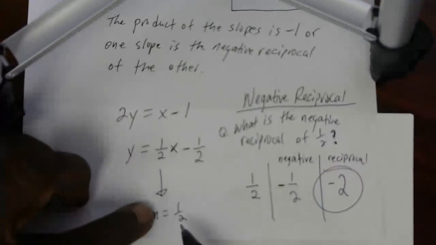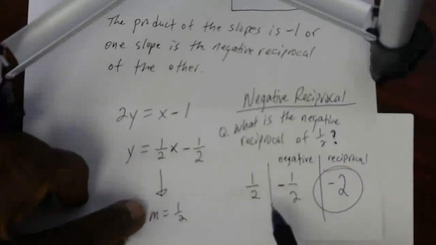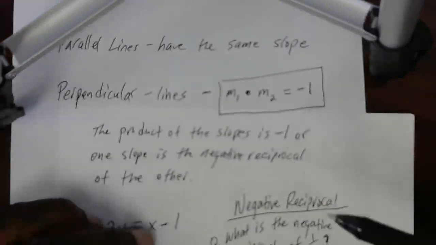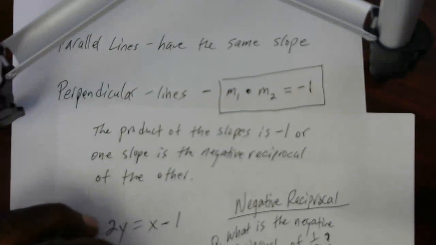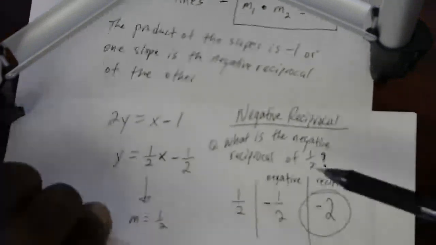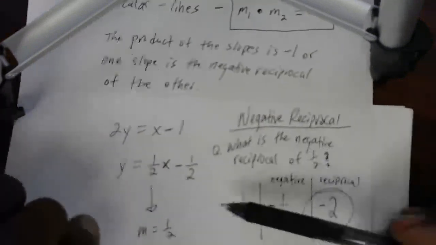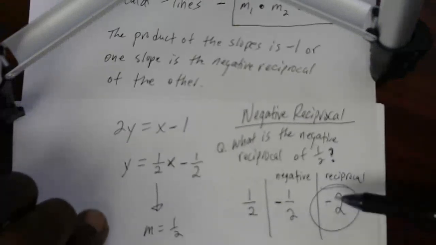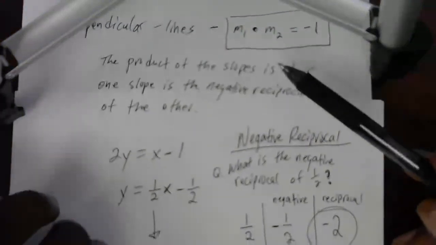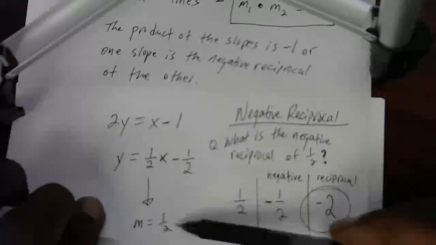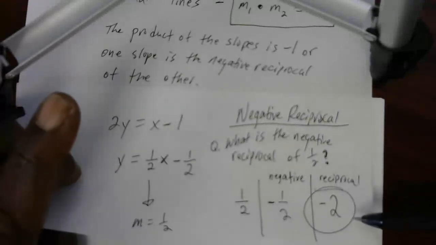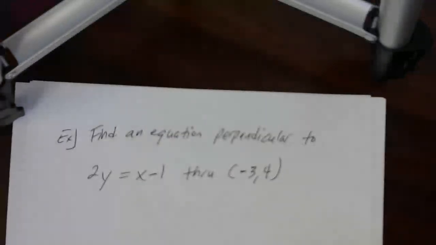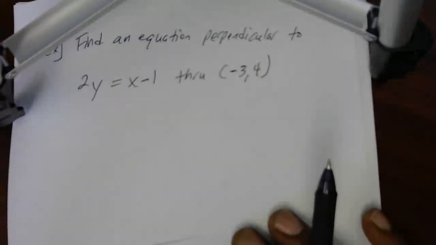If we were to take 1/2 and multiply that by negative 2, we get negative 1. So that's the effect of a negative reciprocal. If you find your negative reciprocal, it will automatically give you a negative 1 when you multiply that negative reciprocal by your slope. So negative 2 is our slope.